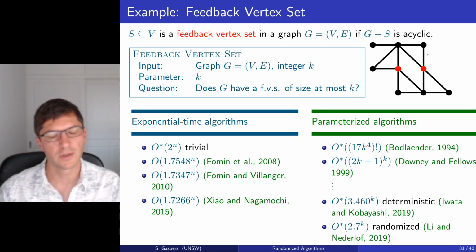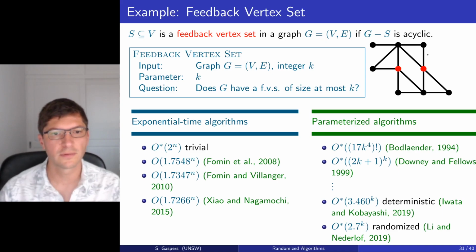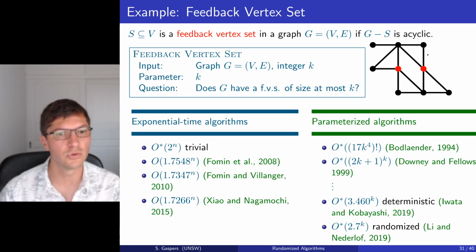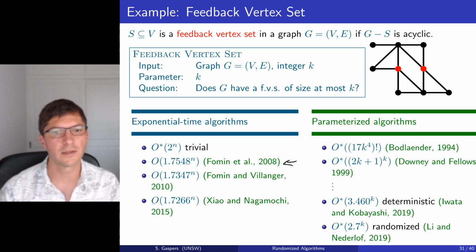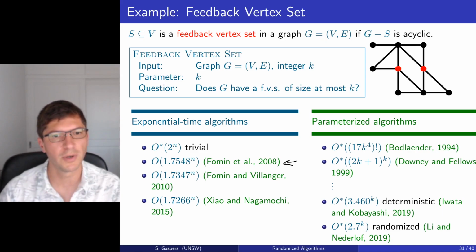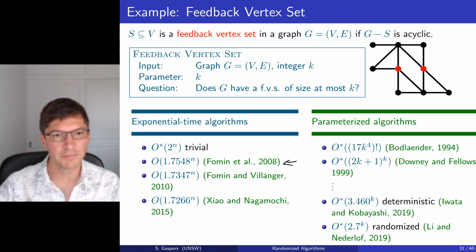So in terms of n, there's of course the trivial brute force algorithm that runs in time O star of 2 to the power n. And for a long time it wasn't clear whether this can be improved at all. In 2006, Igor Razgon made the first breakthrough and gave a faster algorithm than 2 to the power n. And there was a slight modification of the algorithm, and these two papers then got combined into a joint journal version in 2008 that gave a 1.7548 to the power n time algorithm. And there have been a few improvements since then, but nothing dramatic.